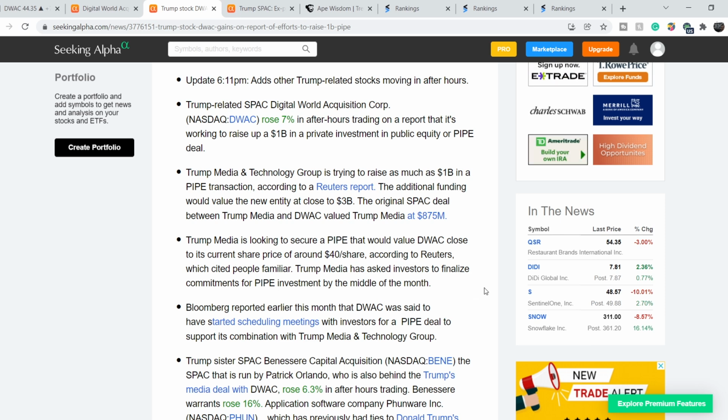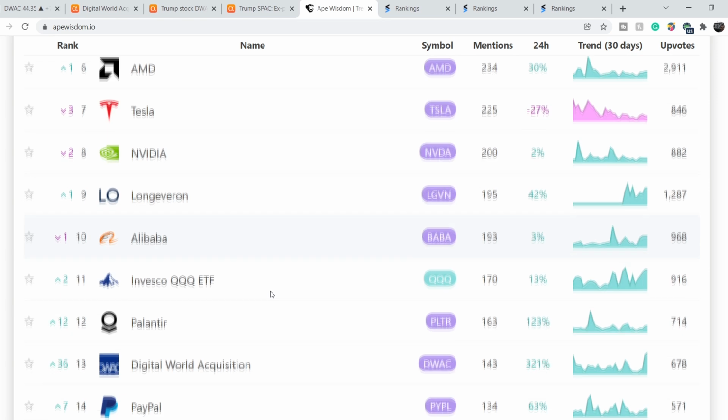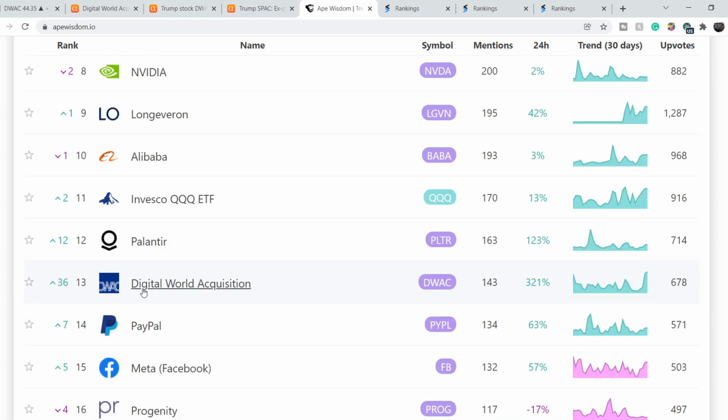And let me show you that because of Mr. Donald Trump, we have a lot of support from the retail community, and we are on apewisdom.io, and this website tracks the activity on the Reddit threads related to stocks. In this particular example, right here we have DWAC on the 13th place, up by 33 rows, and it has about 143 mentions, which is a 321% rise of these mentions. And this company also has 678 upvotes. So good support from the Reddit community.